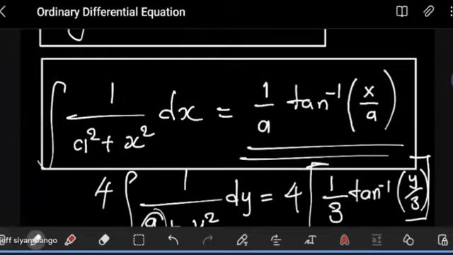Is that better, Mapalo? Yeah, so you just have to memorize.